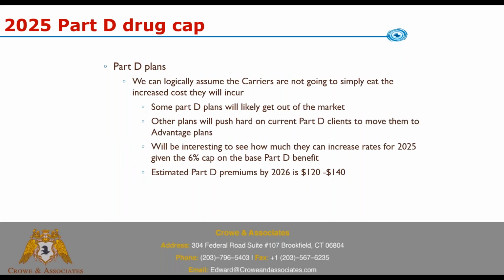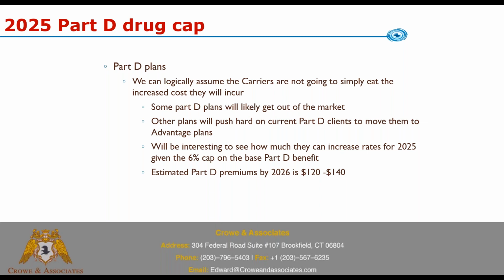So for Part D plans, like I said before, we can logically assume the carriers are not going to simply eat the increased costs they're going to incur. And remember, they're going to incur substantial increases. So my anticipation, and I've gotten some of this from talking to people at carriers, from talking to others whose opinion I value, and some of it's my own, is that it's more than likely some Part D plans just won't be available in 2025, or in 2026 at the latest. So I think the market will be squeezed. We'll have less to choose from.